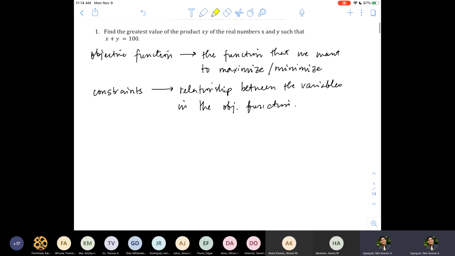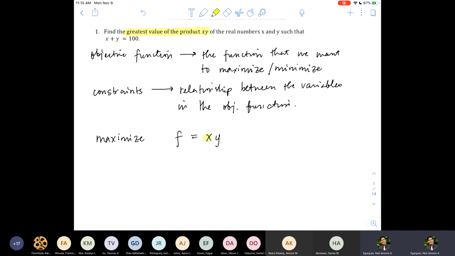So let's look back at the problem. Now the problem asks for the greatest value of the product xy. So that tells us that in this problem, we want to maximize the product xy. So here, I want to maximize the objective function f, which is the product of x and y, right? This is the correct objective function because this is what we want to maximize, because we were told to find the greatest value of xy, right?